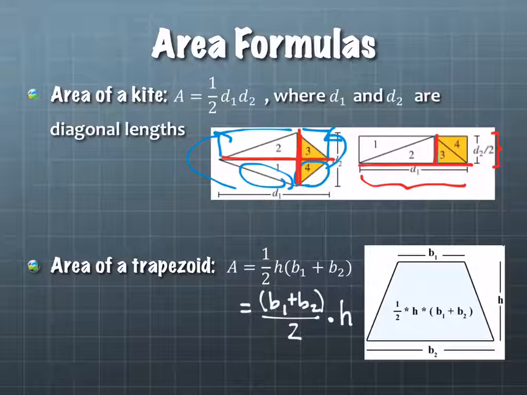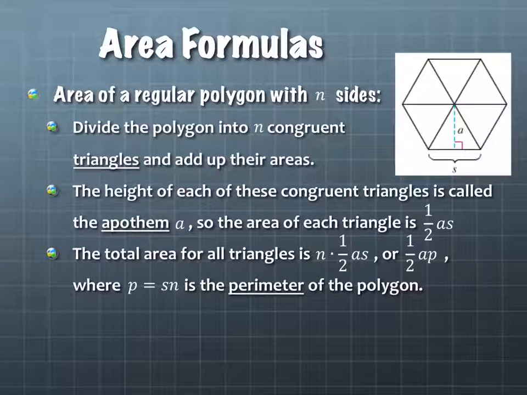The next one is very interesting. So let me let you write all the details in and then we'll talk about them. So this is the area of a regular polygon with n sides. And obviously the picture that's drawn is a hexagon. It specifically has 6 sides, but it works for any polygon that's regular.